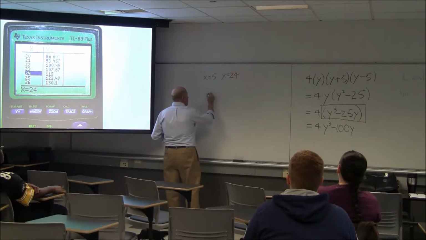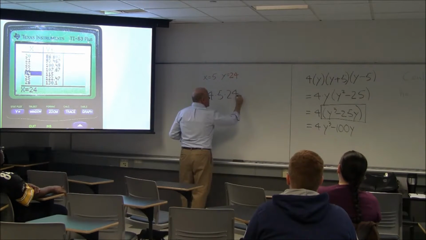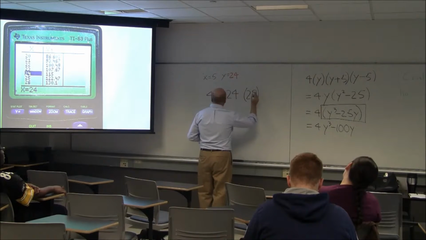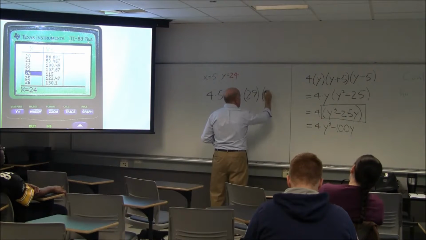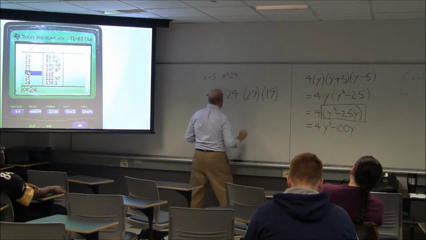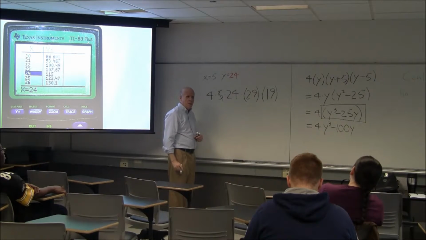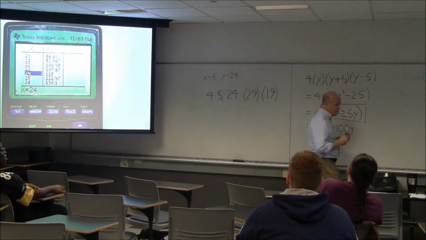24, so we have 4 times 5 times 24 times the sum, which would be 29, times the difference, which would be 19. Now, why is this a square? Even after we divide that out. You went off in a different direction. I went up in a different direction than you did, okay.